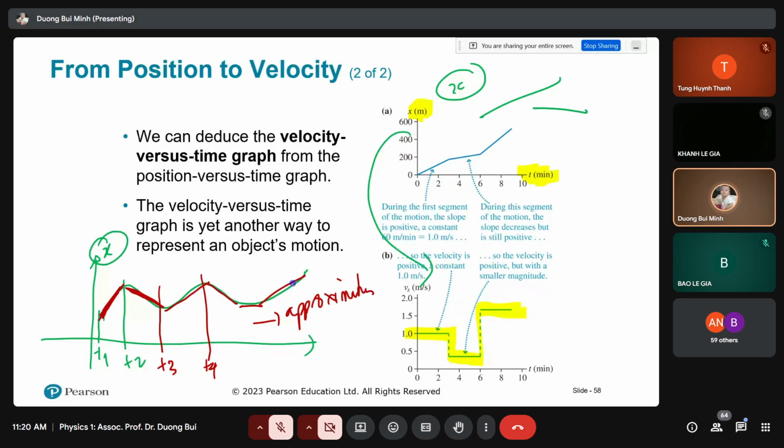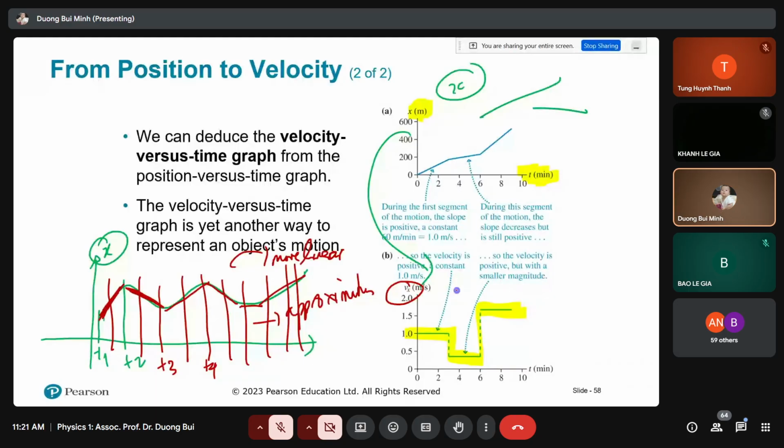Approximation, yeah. So if we divide into more delta t's, more regions, they will become more linear, and then we can calculate Vx to be more accurate. Okay, can you get my point? Any questions so far?